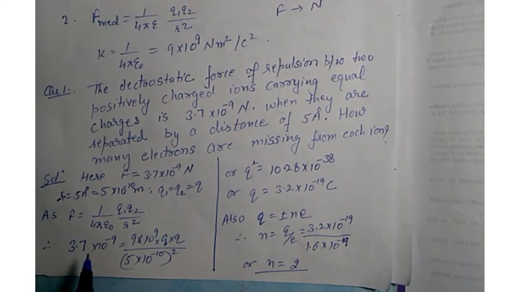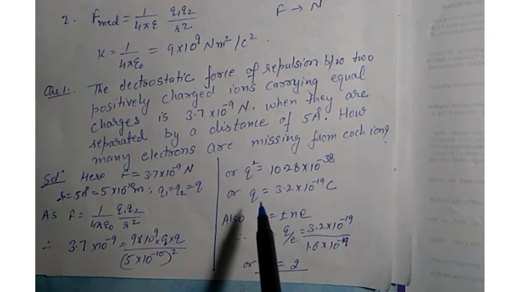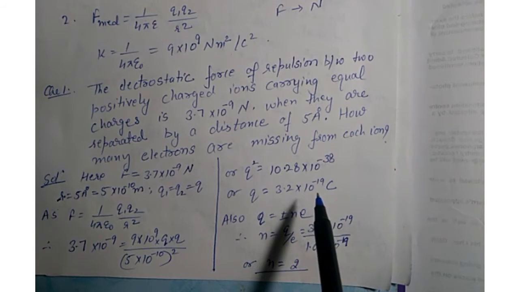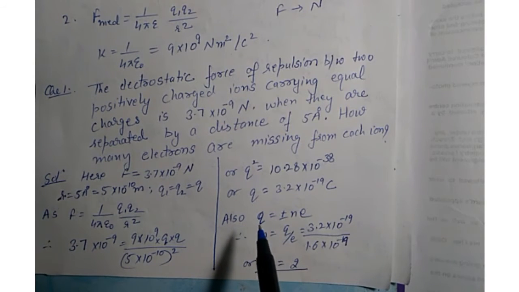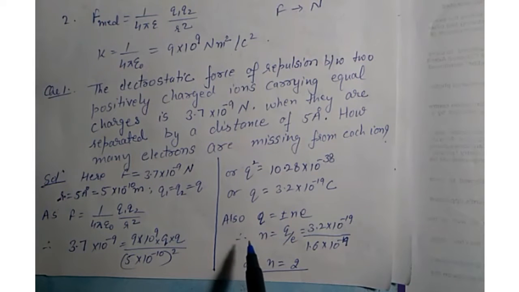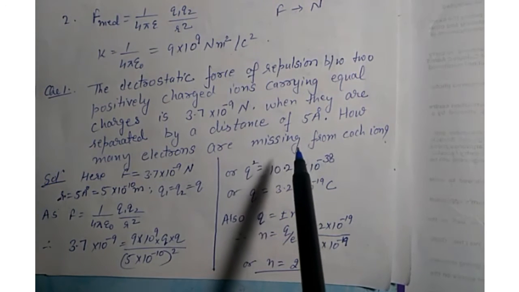Therefore, after substituting the values, we have Q equal to 3.2 into 10 raised to power minus 19 Coulomb. Also, according to the quantization of charge property, we have the formula Q is equal to plus minus n e, and substituting the values, the number of charged particles is given by Q upon e, and that is n equal to 2. Hence, 2 electrons are missing from each ion.